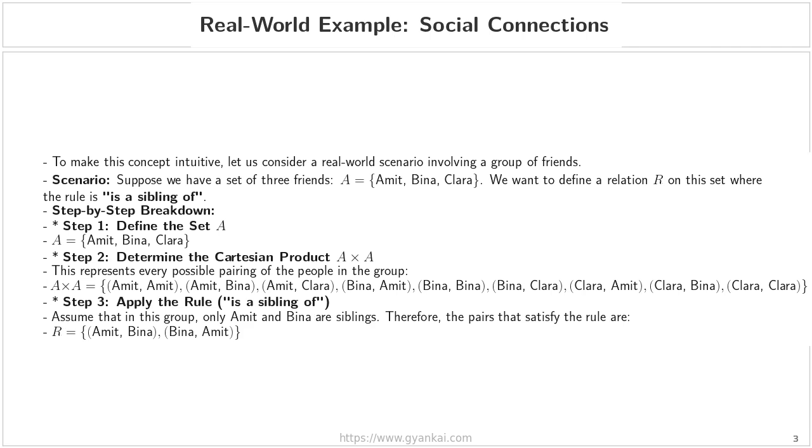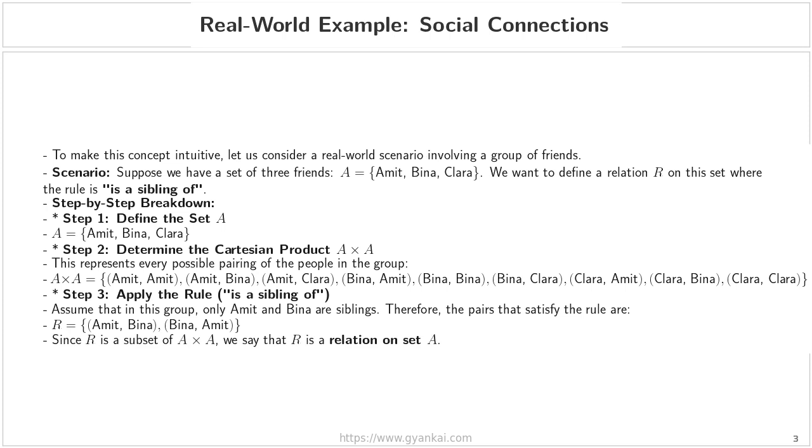Now for step 3, we apply our specific rule, "is a sibling of." To make this work, let's assume a specific fact for our example. Suppose that in this group, only Amit and Bina are siblings. We look through our list of all possible pairs and pick out only those that satisfy the rule. We find that the pair Amit and Bina fits, and the pair Bina and Amit also fits. Therefore, our relation R equals the set containing the pair (Amit, Bina) and the pair (Bina, Amit). Because this relation R is a subset of our Cartesian product, A cross A, we can formally conclude that R is a relation on set A. This perfectly illustrates how we use a single set to create internal relationships.